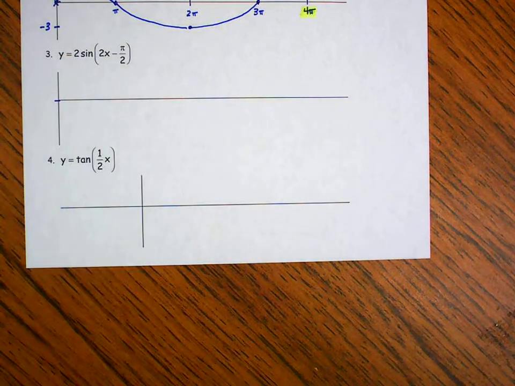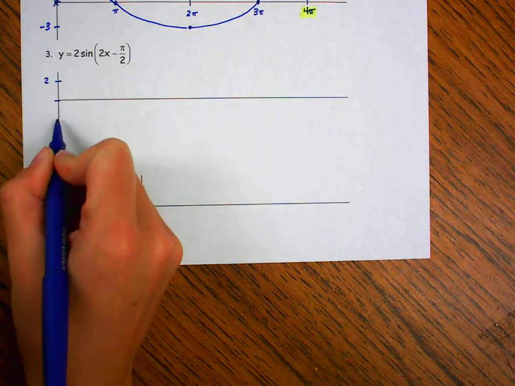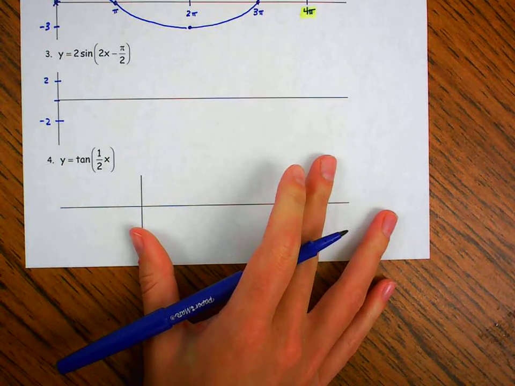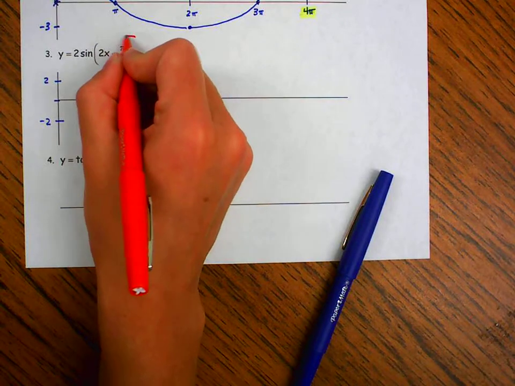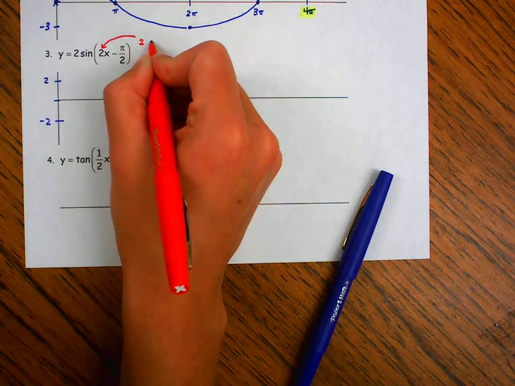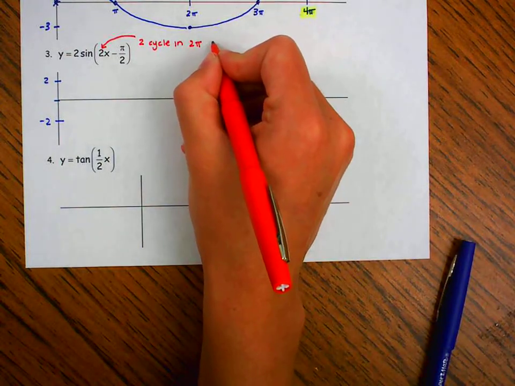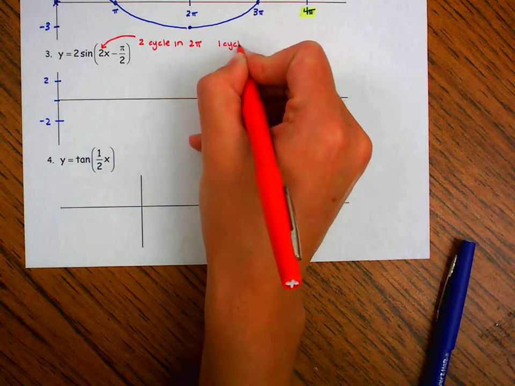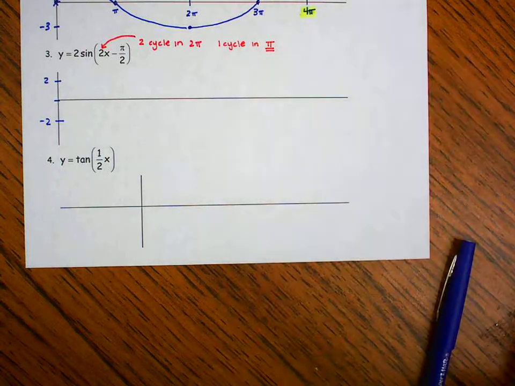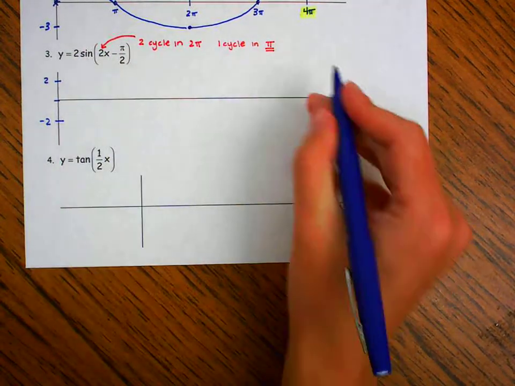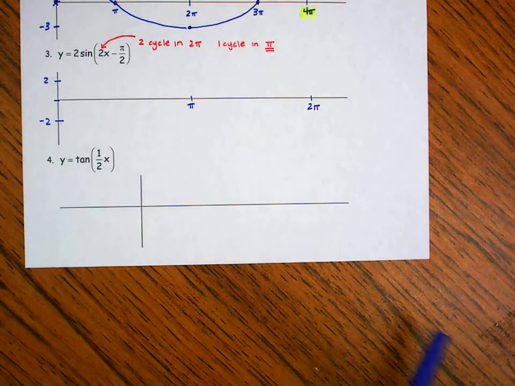Ooh, this got shifted a little. A is my amplitude. It's 2, so I'm going to go up to 2, and I'm going to go down to -2. Okay. B is my period. It's this number in front of the X. Okay. So since there's going to be 2 cycles in 2 pi, which means there's going to be 1 cycle, which is what my period is, in pi. It's my period. So because I have multiple full cycles, I'm going to go out to 2 pi, and I'm going to break it into my 2 cycles.